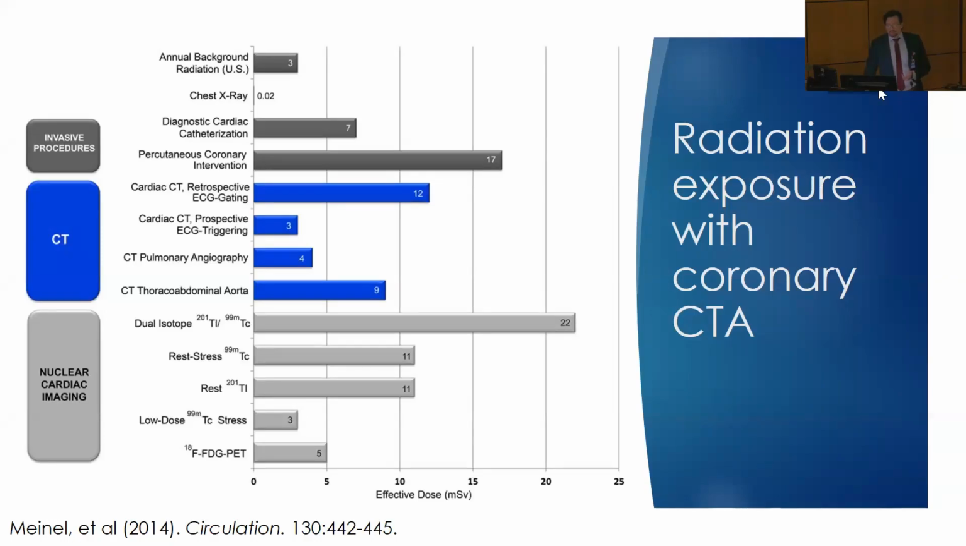To give you an idea where cardiac CT kind of falls into the spectrum of things. Chest X-ray in millisieverts, very, very small radiation dose, very, very safe. If you do a diagnostic heart cath, that's 7 millisieverts. If you do put a stent in, the average radiation goes up to 17. So that's quite a bit of radiation. Sometimes it can be even higher if you have a complex intervention.